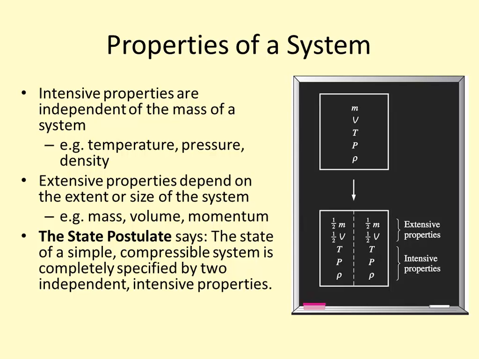And you can take an extensive property and turn it into an intensive property by dividing through by the mass. So volume is an extensive property. It depends on the extent of the system. But once you divide it through by the mass, you normalize it by the mass of the system, then it becomes an intensive property. So specific volume is intensive. Specific energy is intensive.